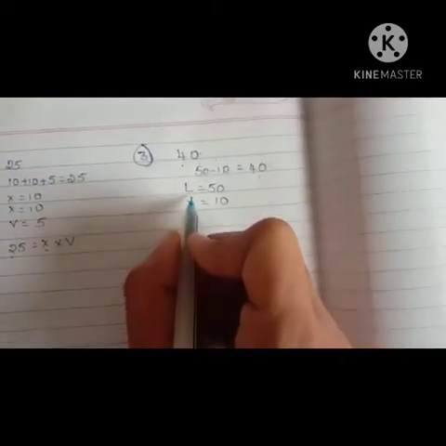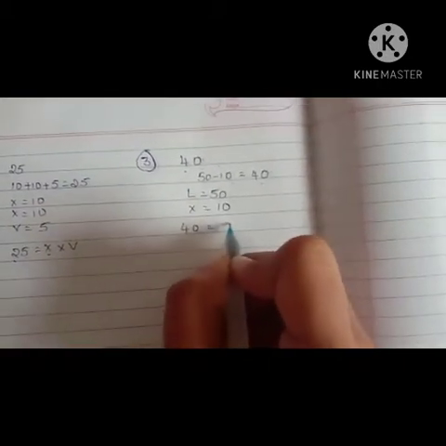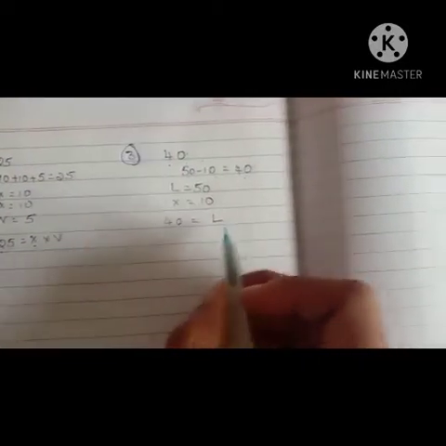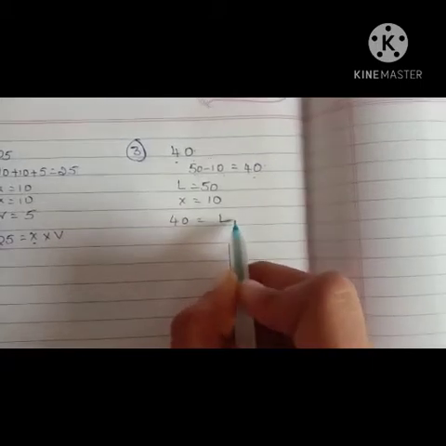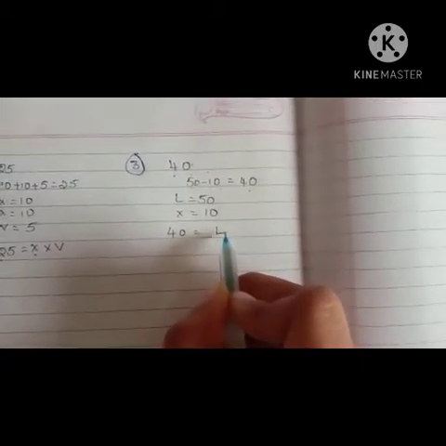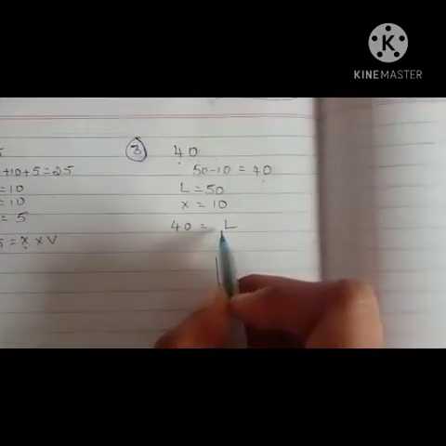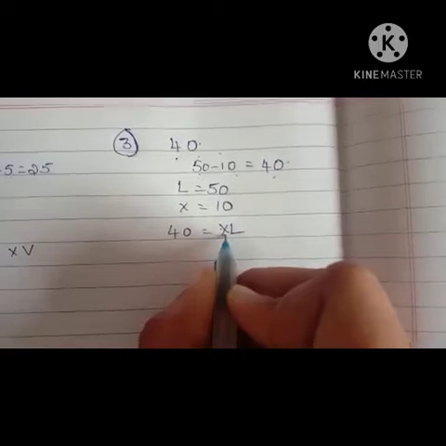Where do we have to write? On the left side or the right side? 40 is equal to, first we will write the 50. 50 means L. Which side do we have to write? If we write on the left side, it means subtraction. If we write on the right side, it means addition. Okay children, now where do we have to keep it? Yes, left side we have to keep. Left side means here we have to keep XL.